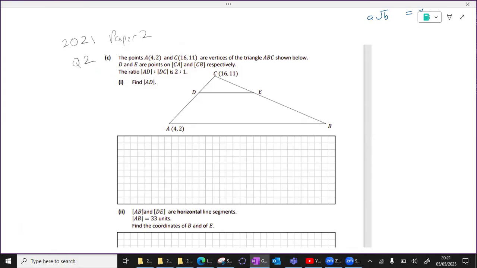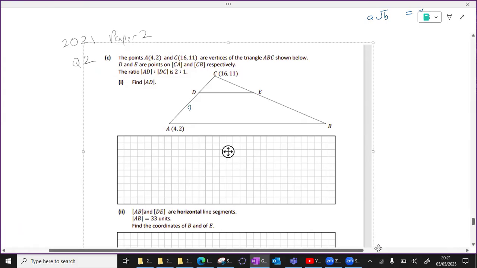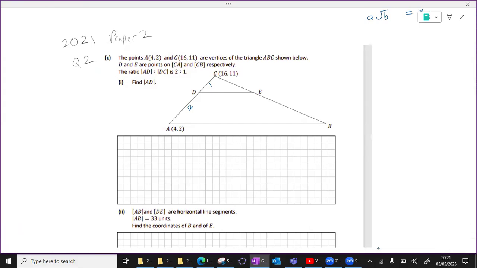B and D are points on CA and CB, respectively. The ratio AD to DC is 2:1. So I know the ratio is 2:1. So in other words, AD is double whatever DC is. And I'm asked to find AD.